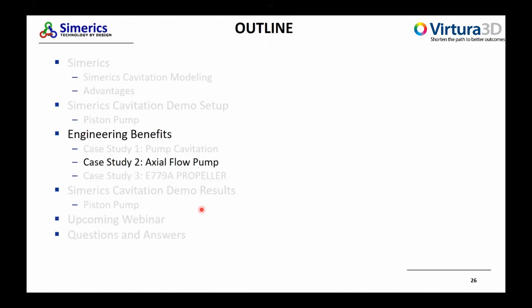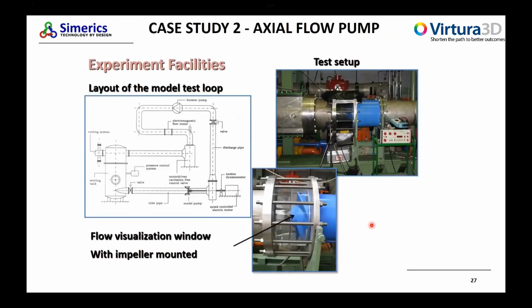The second engineering case study that I want to show is on this axial flow pump. This is a paper I wrote in the ASME, so it's in the public domain, and if it's of interest it can be shared with any of you. This is essentially a loop test that they've done with an axial flow pump in the middle of it. They have a flow visualization window to look at how the cavitation bubble gets formed on the blades of this pump, and they run this at different speeds.